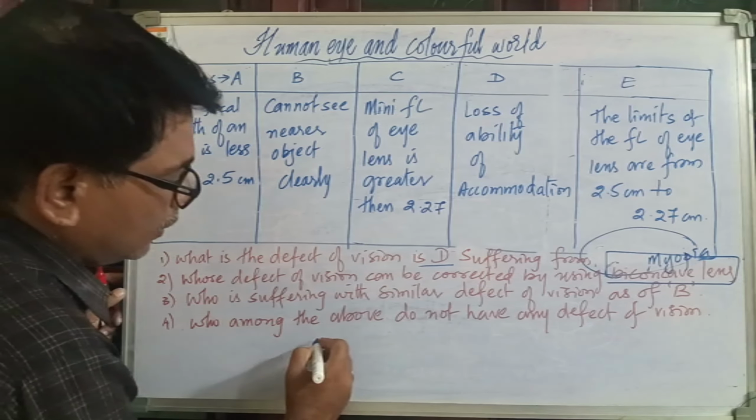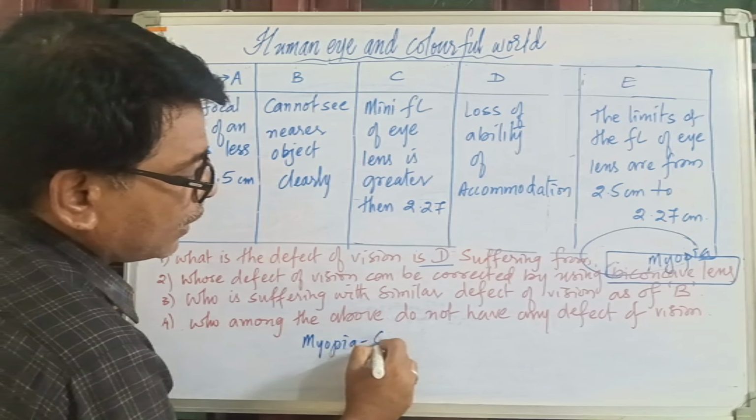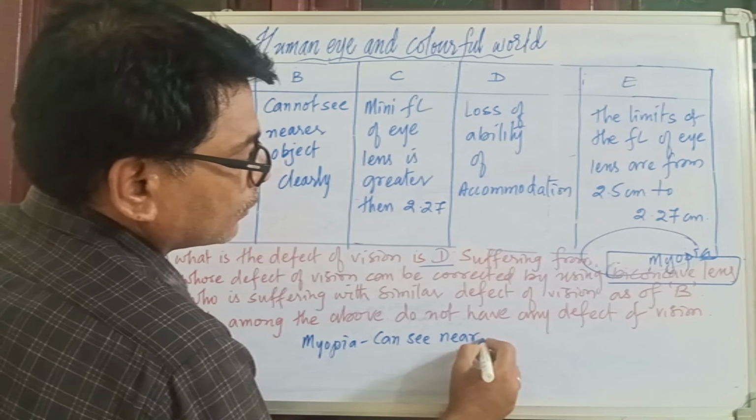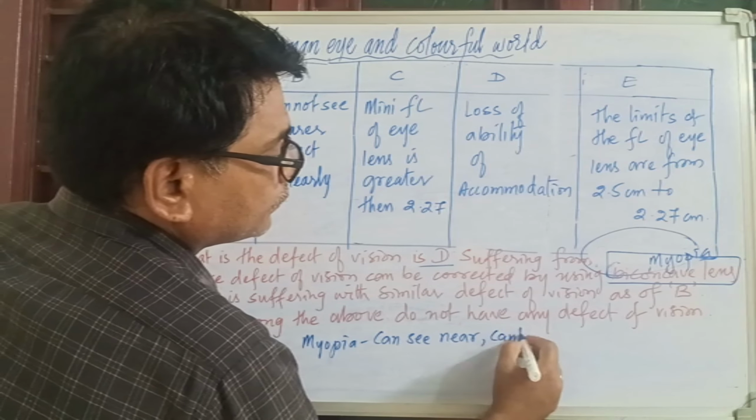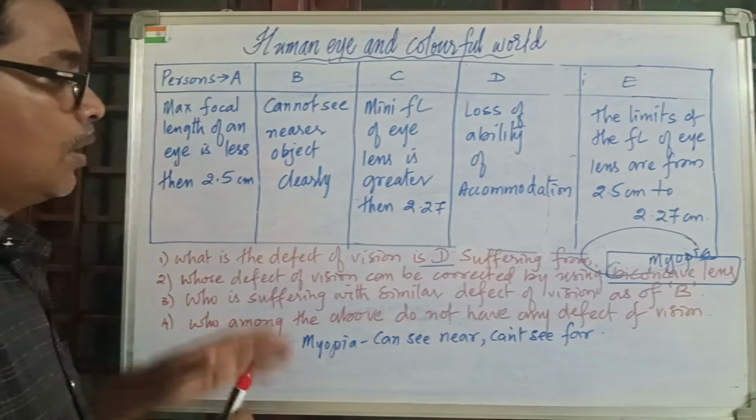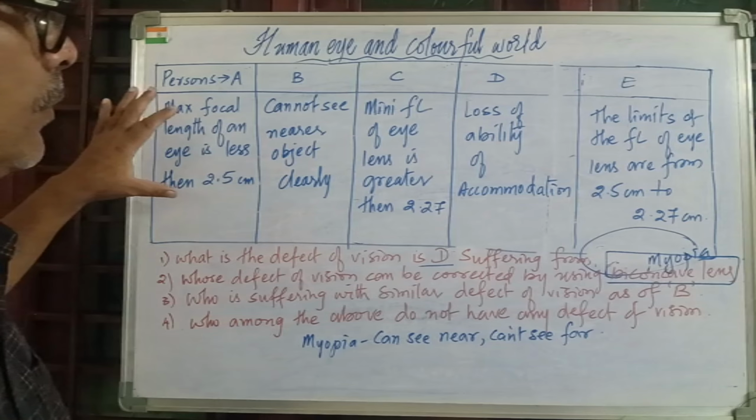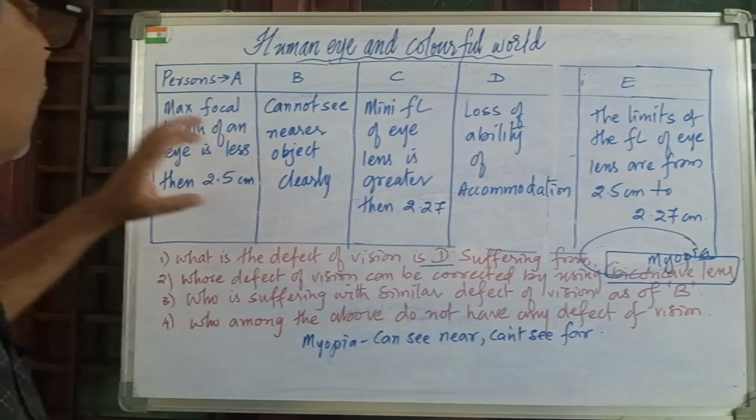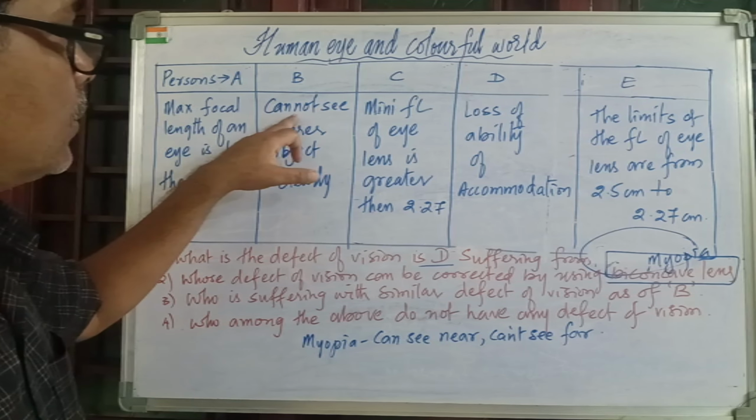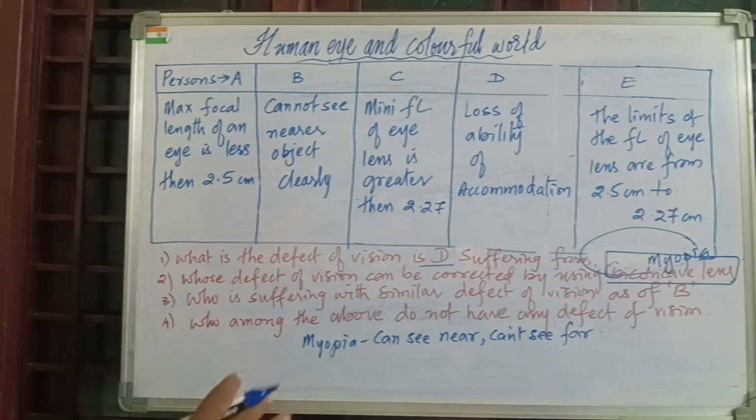So myopia: can see near, can't see far. Now see, a person can see near, that is not given at all here. A person cannot see far, that is also not given here. Person cannot see near, cannot see is given, but can see is not given. Therefore now we have to identify the answer.